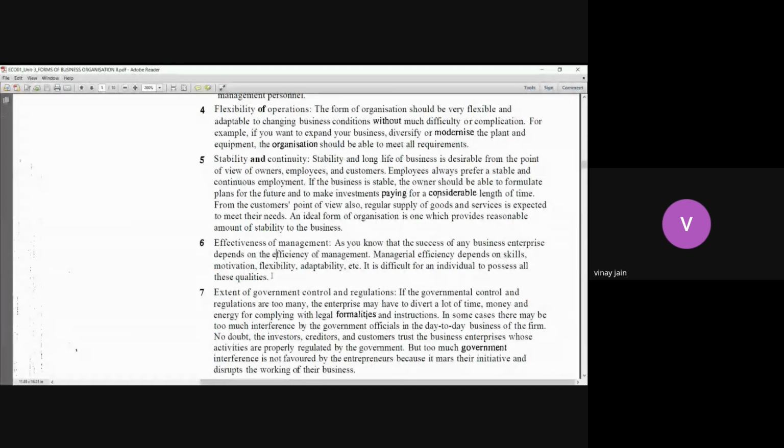Managerial efficiency depends on skills, motivation, flexibility, adaptability, etc. So, guys, it is difficult for an individual to possess all these qualities.